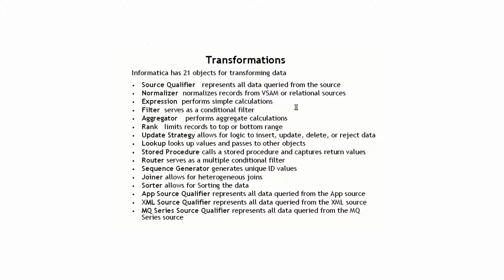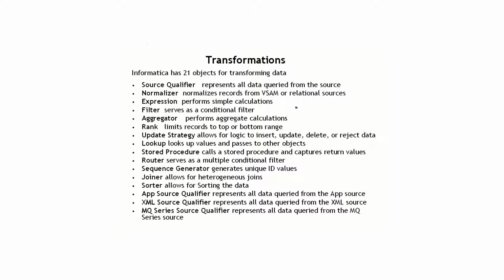For example, a toolkit, from a mechanical perspective, contains different types of screwdrivers, different types of spanners, different types of hammers. For each specific function, you will use a specific screwdriver or spanner. In the same way, in Informatica, for transformation, it provides different objects for transforming the data.